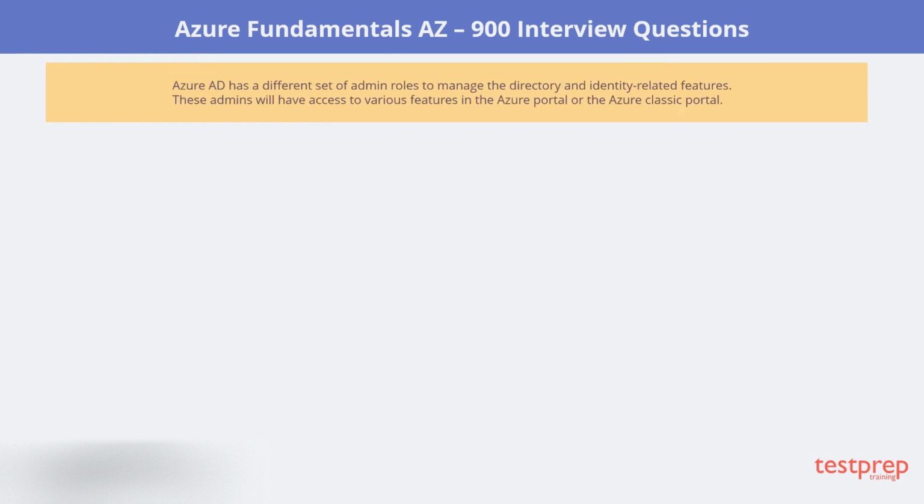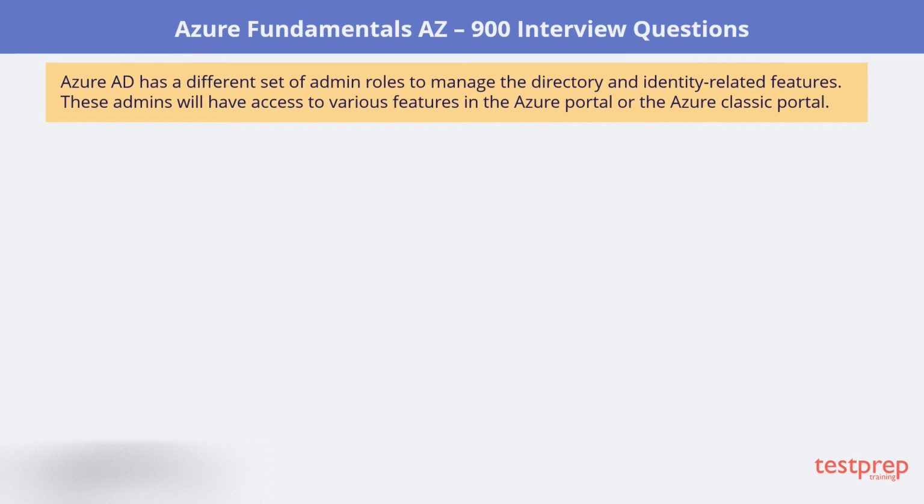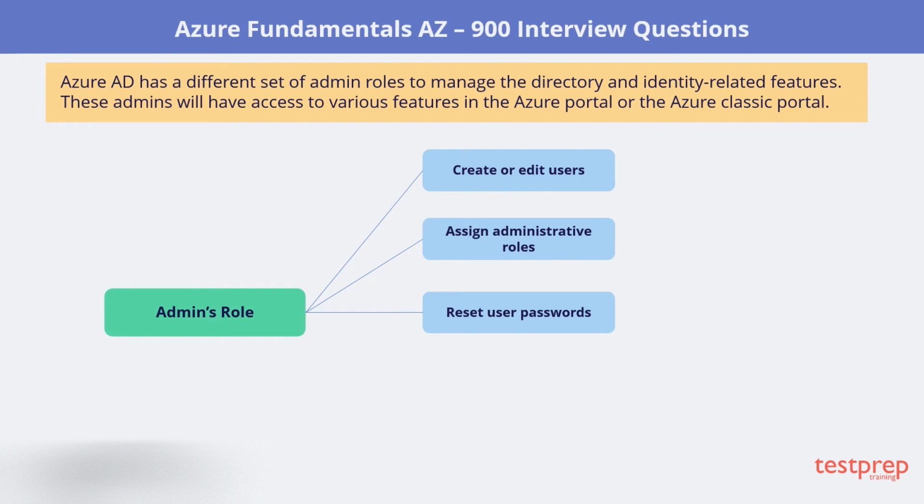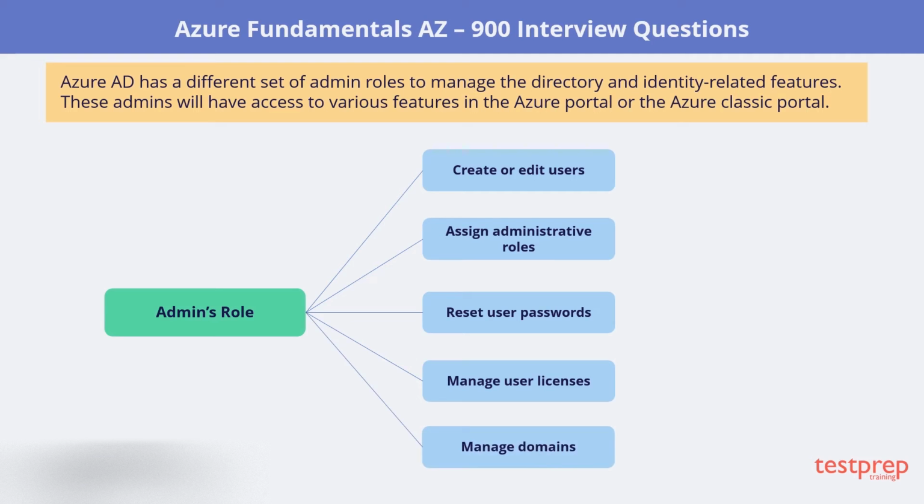Azure AD has a different set of admin roles to manage the directory and identity-related features. These admins will have access to various features in the Azure portal or the Azure Classic portal. The admin's role determines what they can do, like create or edit users, assign administrative roles to others, reset user passwords, manage user licenses, or manage domains.